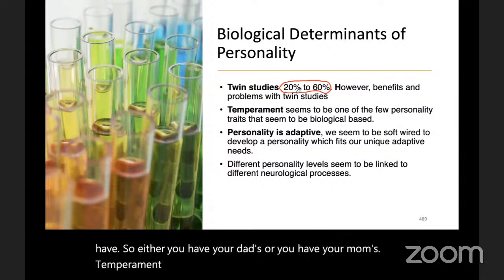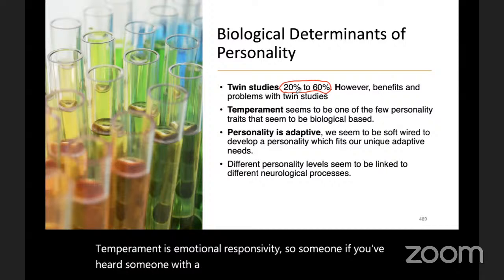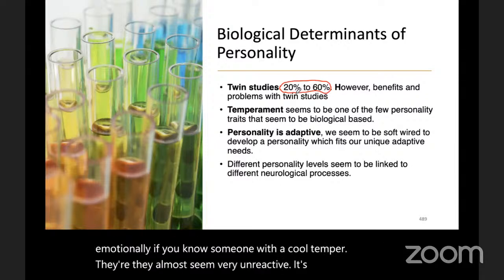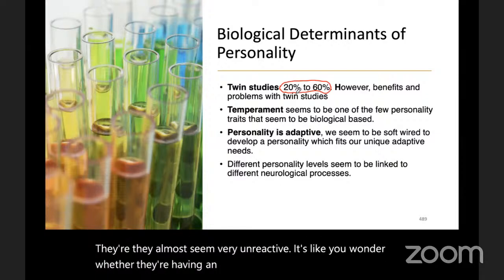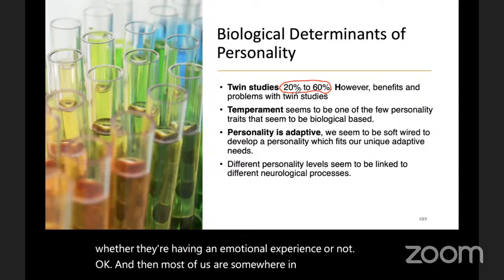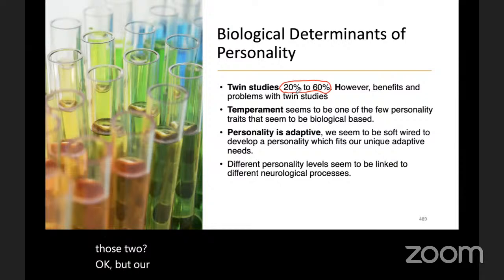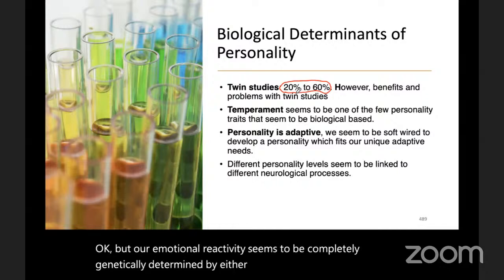Temperament is emotional responsivity. If you've heard someone with a hot temper, they react very quickly and very emotionally. If you know someone with a cool temper, they almost seem very unreactive. You wonder whether they're having an emotional experience or not. Okay. And then most of us are somewhere in between those two. Okay. But our emotional reactivity seems to be completely genetically determined by either our mother or our father.